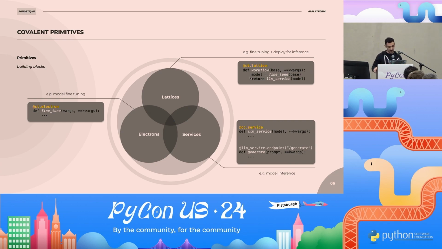And services are, well, they're services. So you can define something with an initialization step and then add your own custom endpoints to do whatever. So for example, you can have an LLM service. And here you would be loading the model, for example, and then down here just posting to the generate endpoint to generate a response.